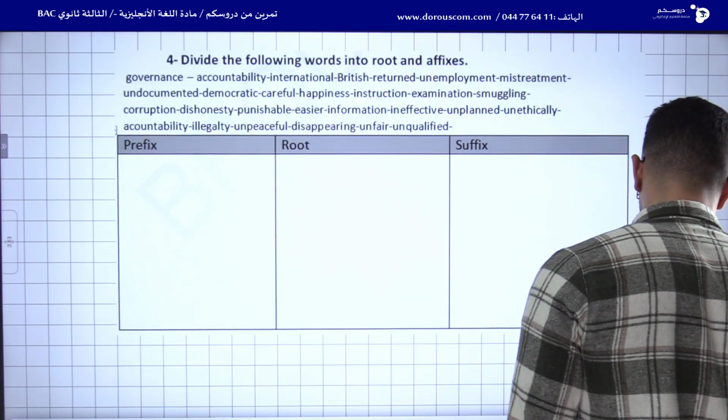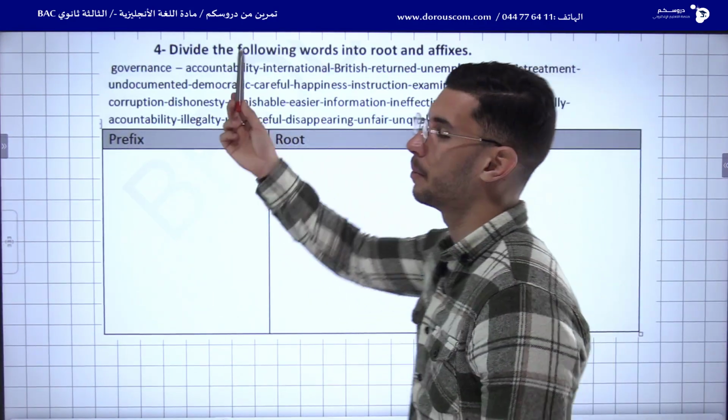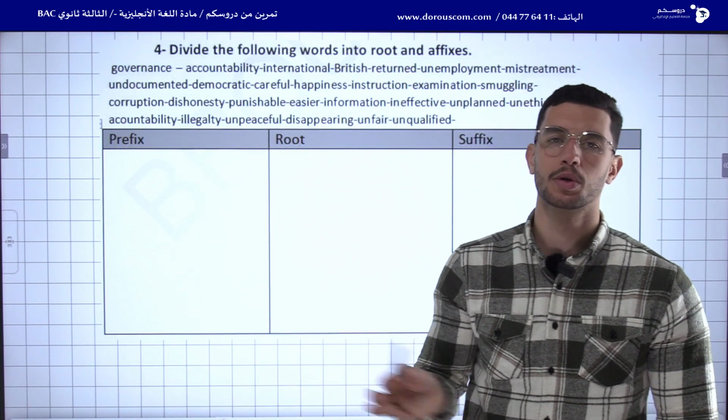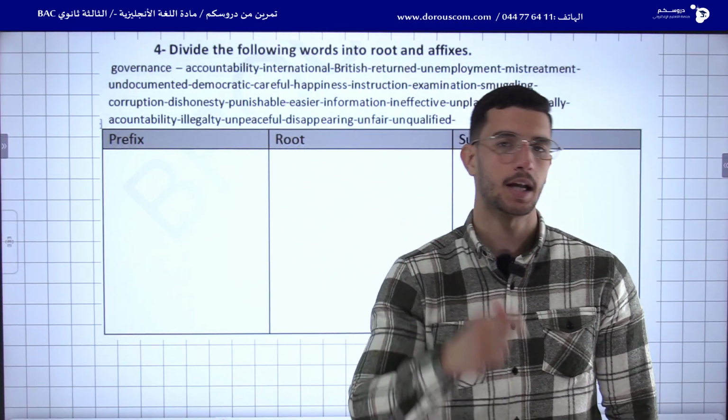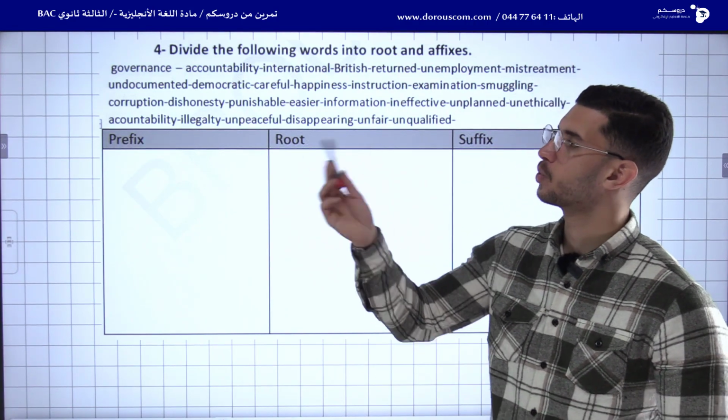Let's go to the task together now. So the question is gonna be like divide the following words into root and affixes. And you're gonna have three words. راح يكون عندك ثلاث كلمات. صح. Let's start with the first one.